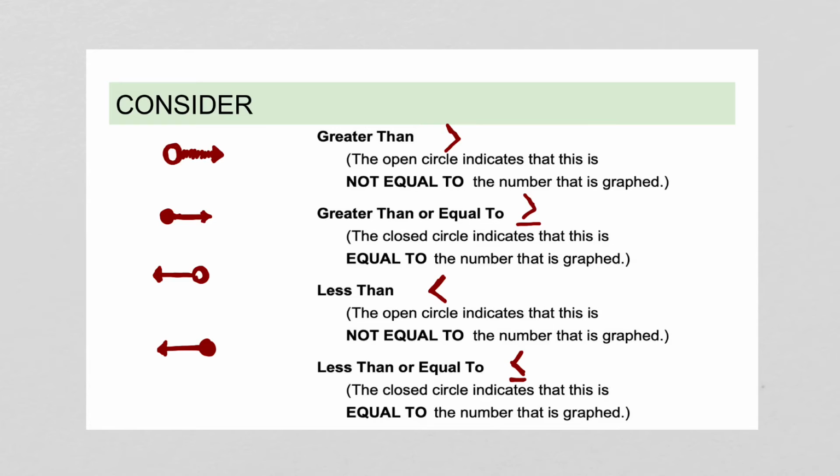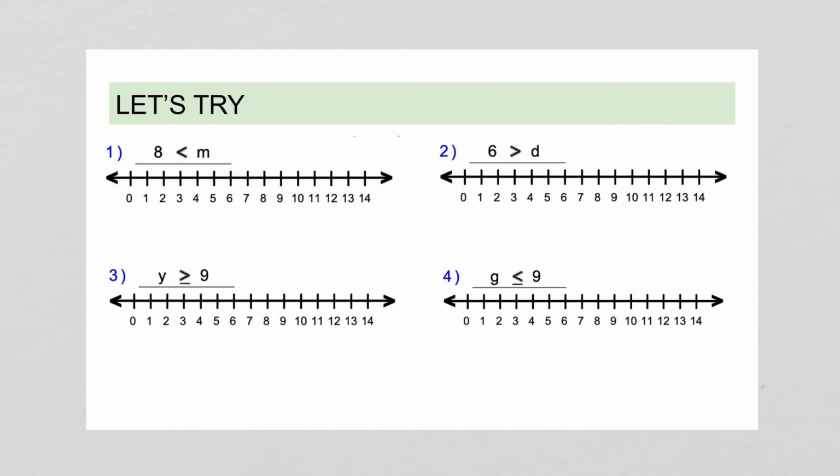Okay? And the shading is important. If you do not shade either to the right for a greater value or to the left for a less value, then you're not including all the numbers in the set that make the statement true. So let's try it together.